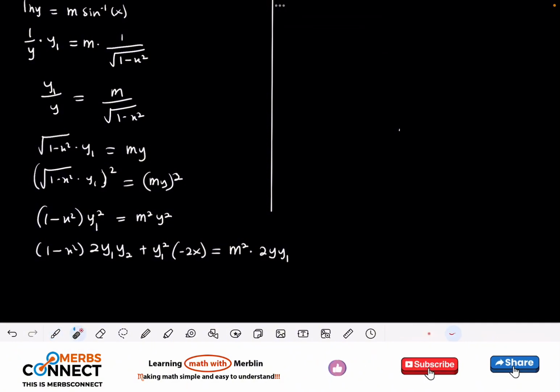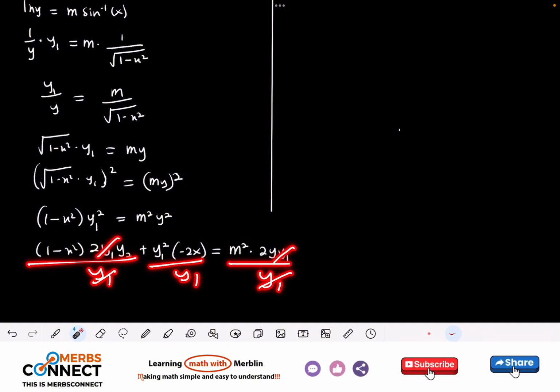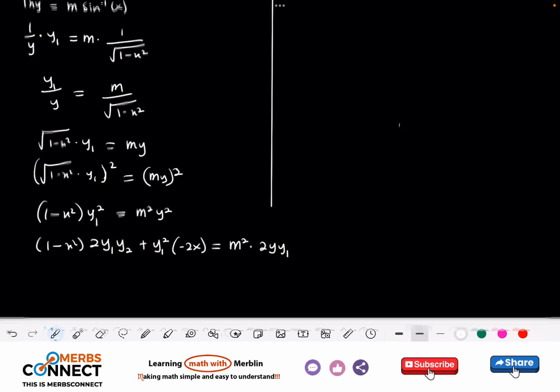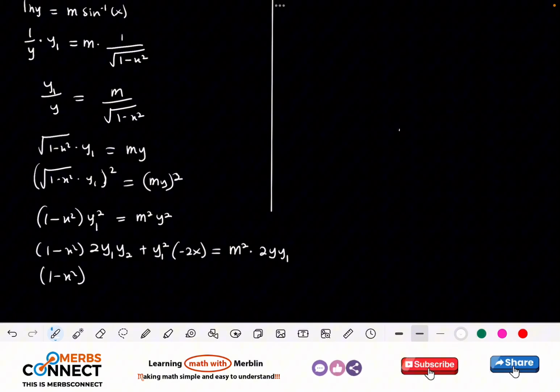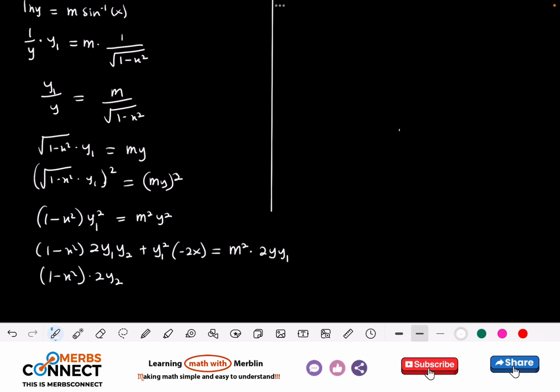So now I can see that I have y1 here, y1 here, y1 here. So I can decide to divide through by y1, divide through by y1, divide through by y1. So this one will cancel, this one will cancel, and one of this will cancel, because the y1 is 2 times. So when I divide through by y1, I'm going to have 1 minus y squared times 2y2 plus this one. When I divide by y1, it will be left with just 1. So I'm going to have minus 2x y1, which is equal to m squared.